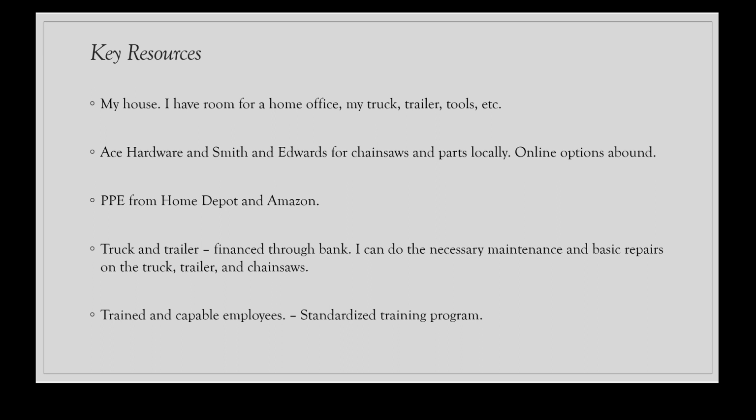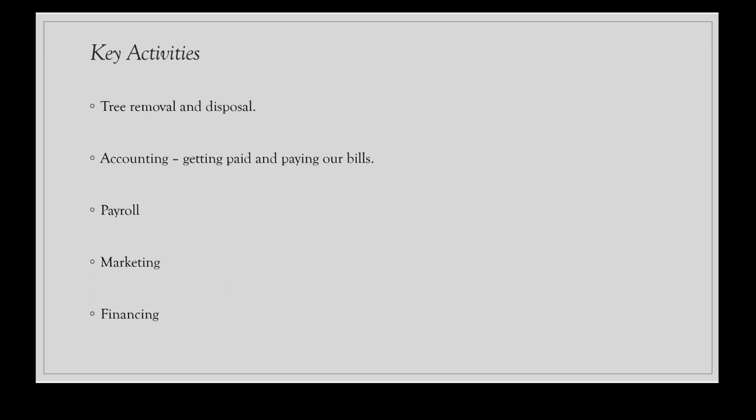Key resources: my house. I have room for a home office, my truck, trailer, tools, all that stuff. And then having local places where I could purchase parts, and plenty of online options. Truck and trailer are going to be up front key resources, and then the funding to do so. And then trained and capable employees. I plan on putting a standardized training program together. Safety is absolutely paramount in this business.